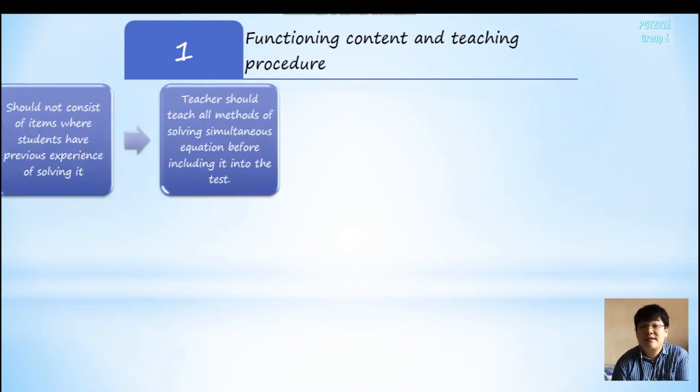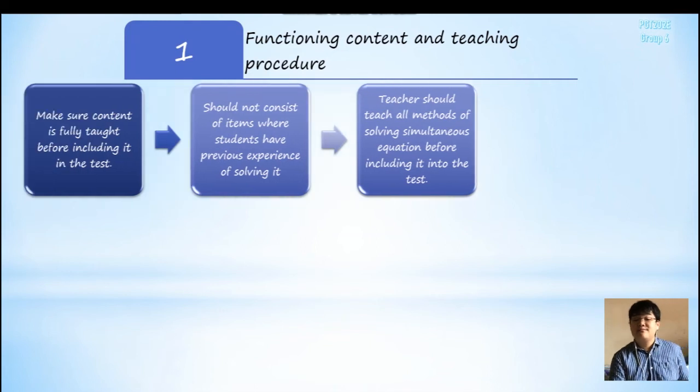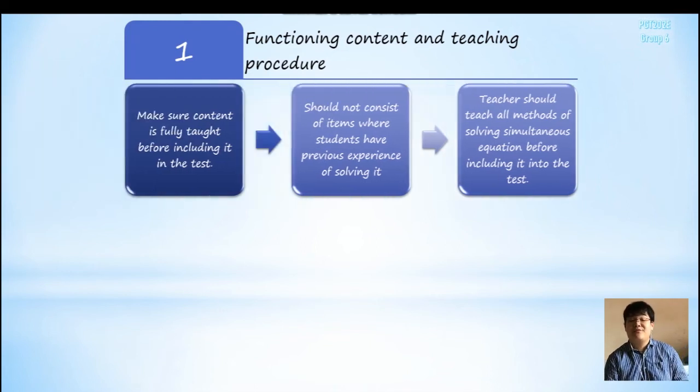And the test item should not consist of items where students have not been taught the methods for solving it. For example, if the teacher wants to give a year-end examination including simultaneous equations in two linear equations for Form 1 mathematics, the teacher should teach all the solving methods, which are elimination and substitution, first before the teacher can put it into the examination.